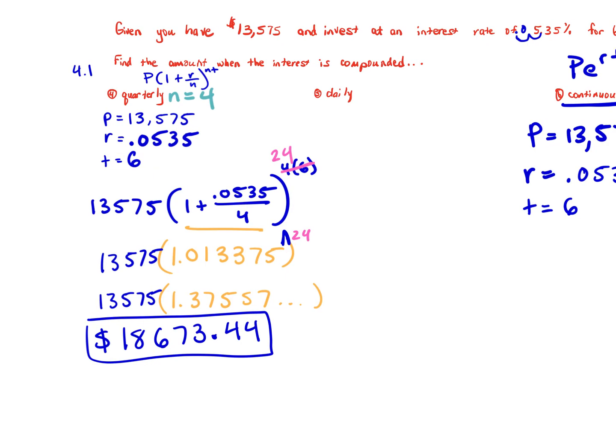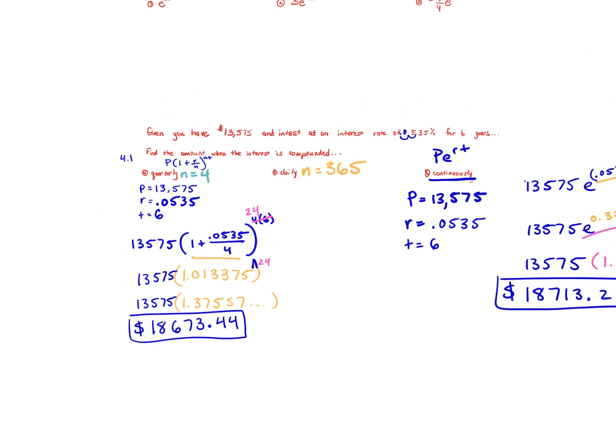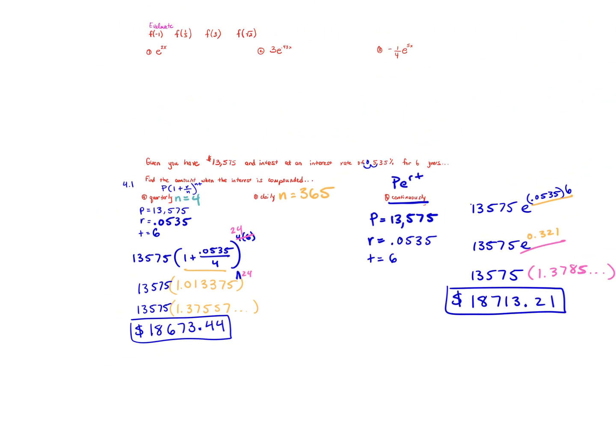For number 5, if it's compounded daily, what would n be? How many days are in a year? 365. So you do the same thing, but your n changes. So your n would be 365. So just pay attention to the wording in the question. If it says continuously, you're going to use the PERT formula. If it says anything other than continuously, use the other formula from 4.1.